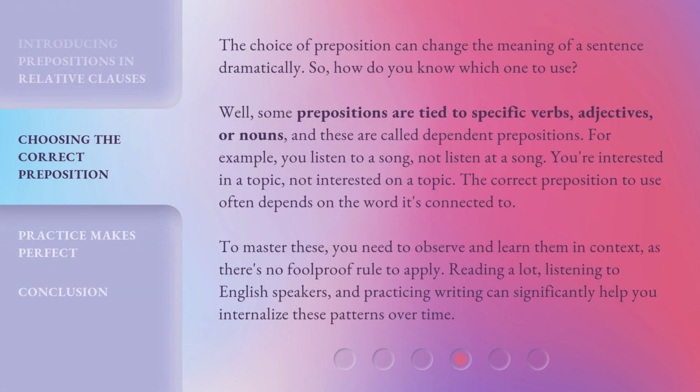The choice of preposition can change the meaning of a sentence dramatically. So, how do you know which one to use? Well, some prepositions are tied to specific verbs, adjectives, or nouns, and these are called dependent prepositions. For example, you listen to a song, not listen at a song. You're interested in a topic, not interested on a topic. The correct preposition to use often depends on the word it's connected to.